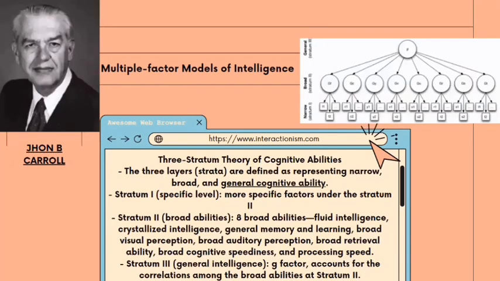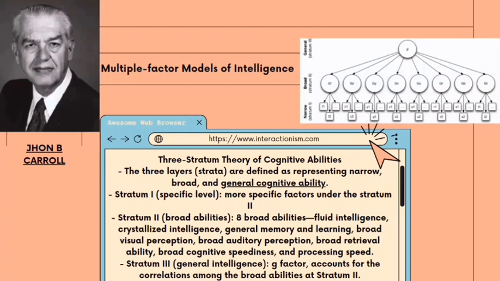For the last theories, which is John B. Carroll, proposed the three-stratum theory of cognitive abilities. The three-layer strata are defined as representing narrow, broad, and a general cognitive ability.